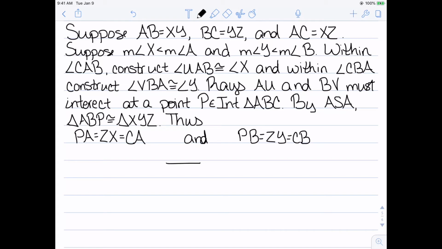But this gives us a contradiction to that preliminary result that we did before. Since P is in the interior, we have to have that either PA is not equal to CA or PB is not equal to CB, or both. So that gives us a contradiction, so our angles are congruent. Thus, we do have our congruence criterion.